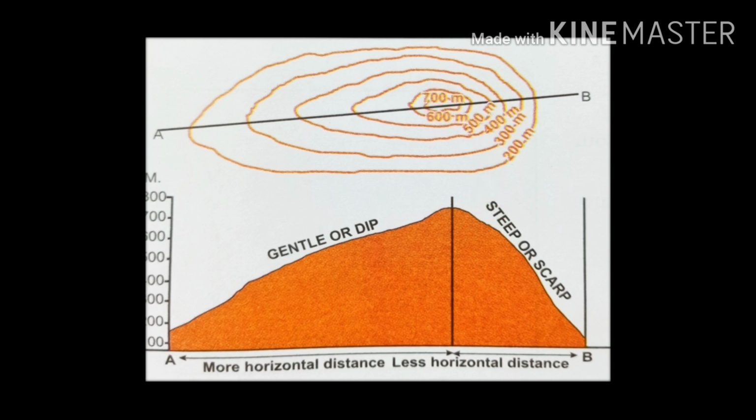So this is a general concept of how we show slope in a topographical sheet, or how we can understand the nature of slope. If it is closely spaced, it will be steep slope or scarp, and if it is widely spaced, it will be gentle slope or dip slope.